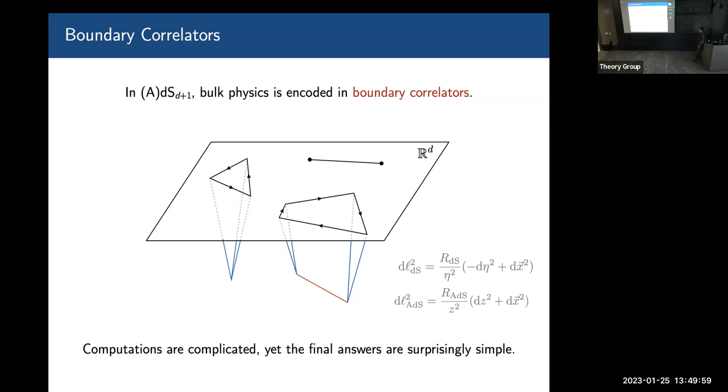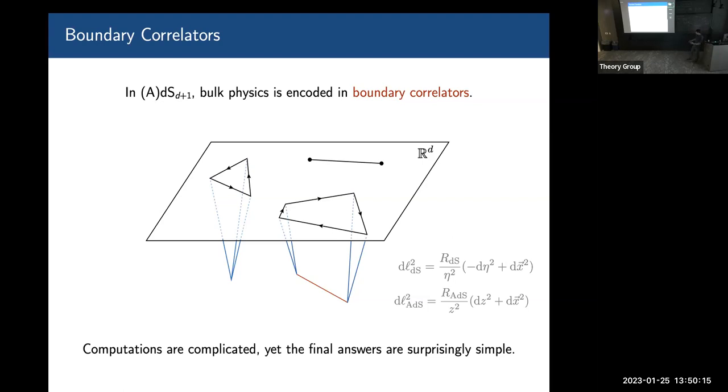So a similar story also exists for amplitudes. You know that if you try to compute amplitudes in the usual Feynman diagram way, then oftentimes you have to go through a massive amount of complexities, but then the final answer is a much simpler object.